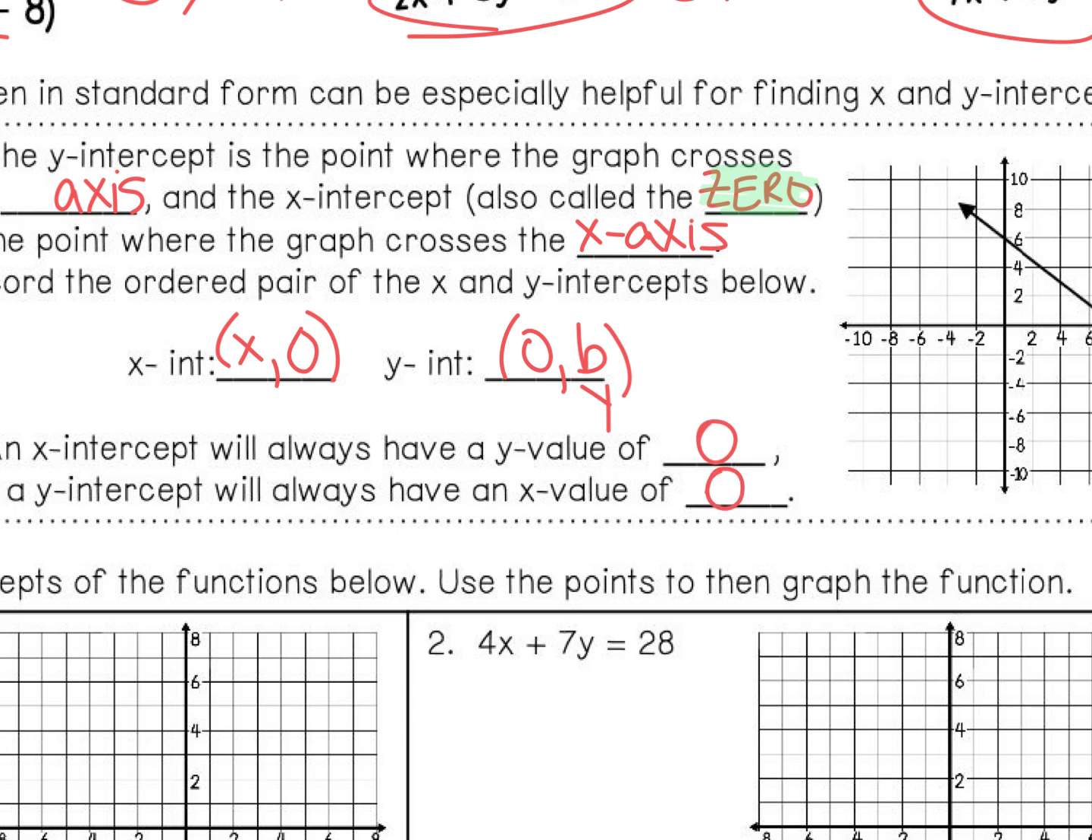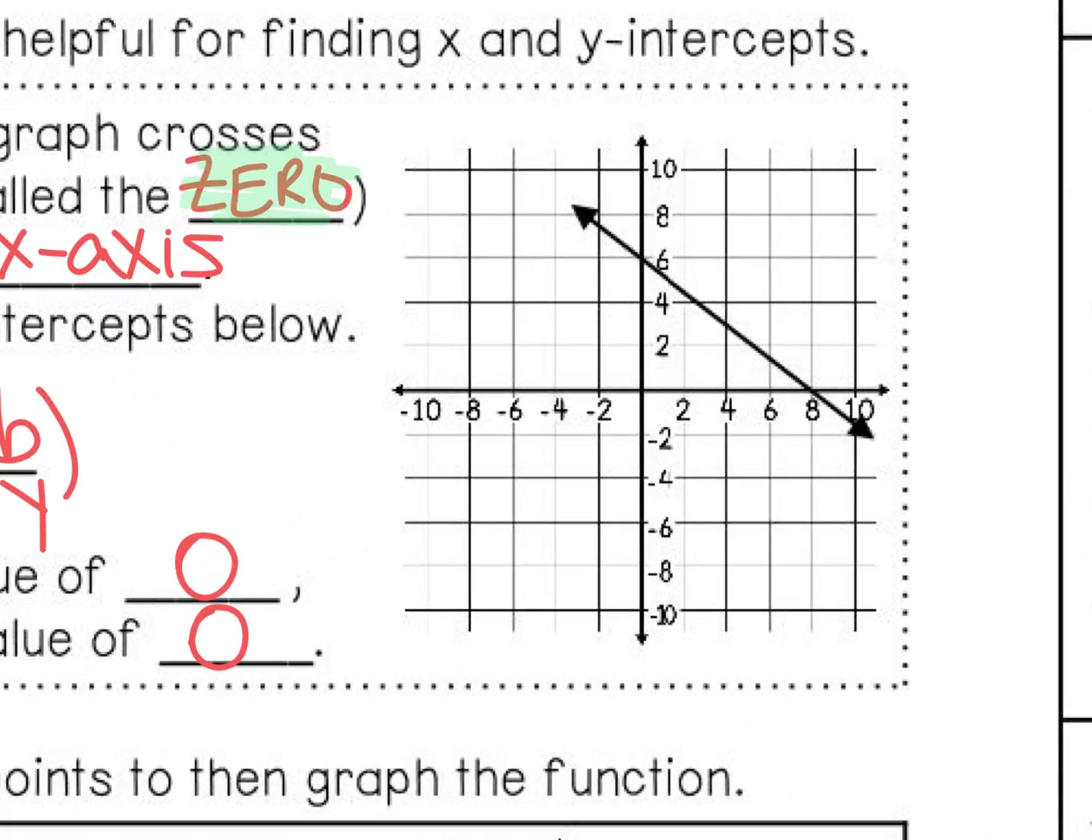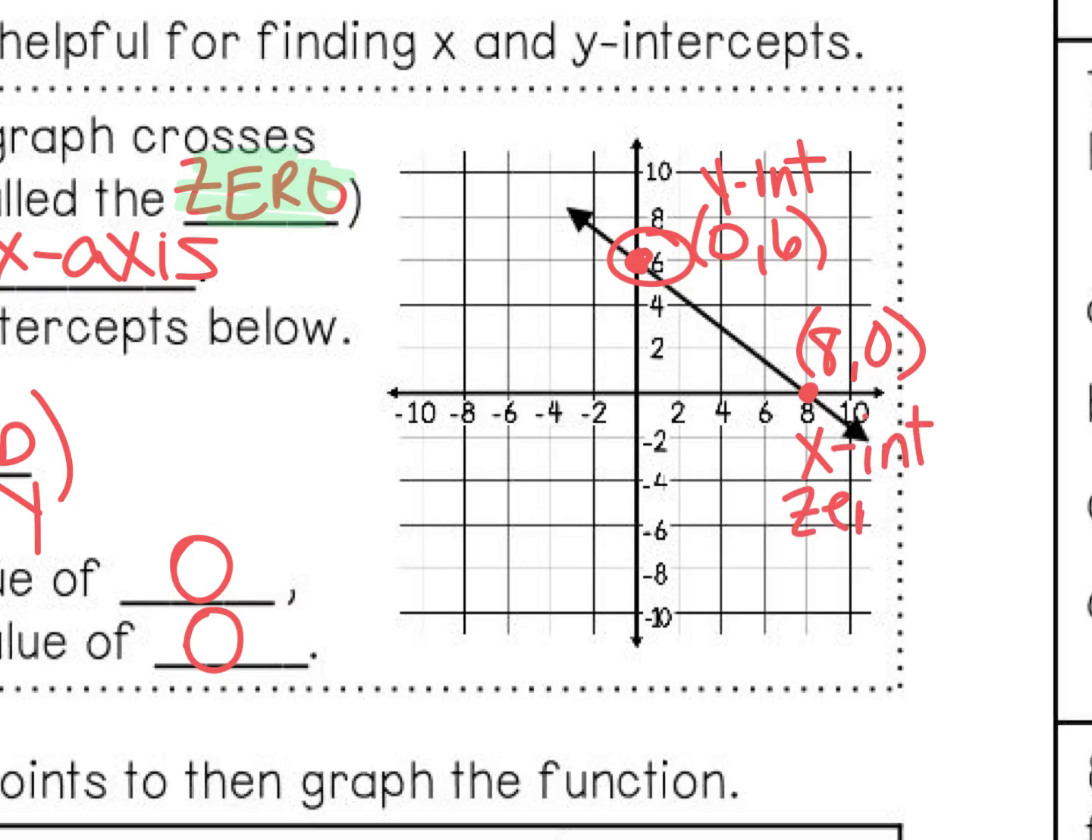of 0. So again, if it's an x-intercept, we have a number for the x. If it's a y-intercept, we have a number for the y. So if you look over here at this graph, I'm going to go ahead and make it big. I have a y-intercept of 0, 6, and I have an x-intercept of a 0. What's another word for x-intercept? 0.